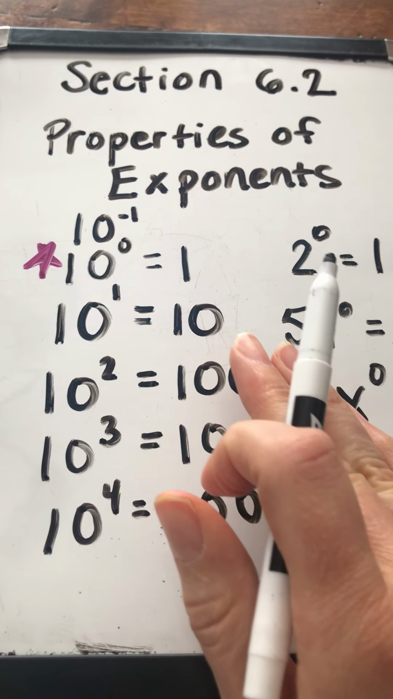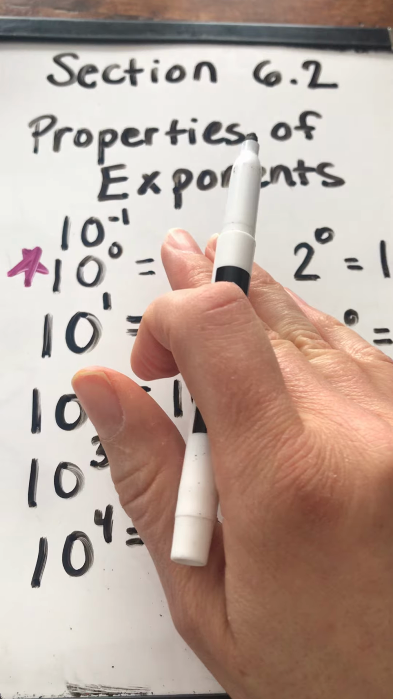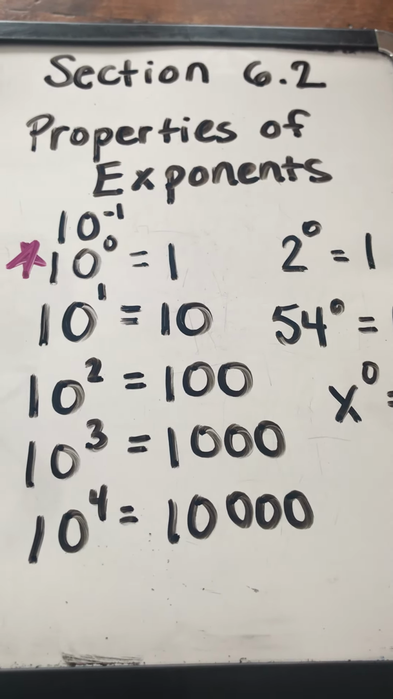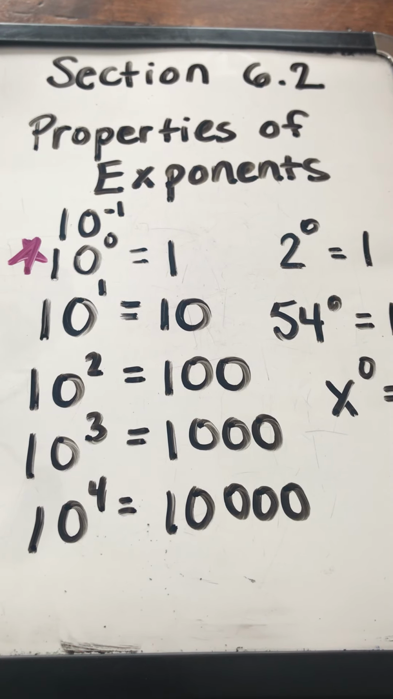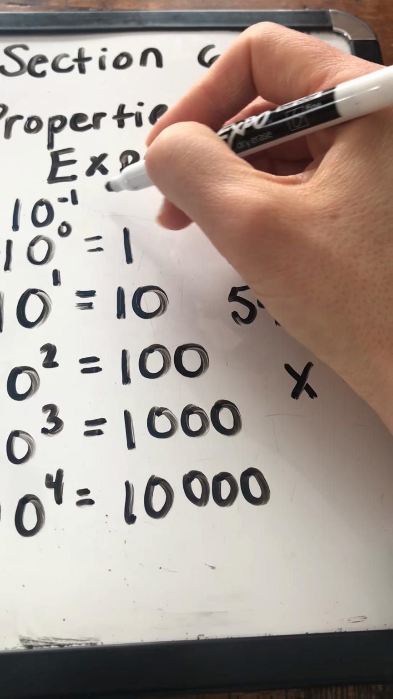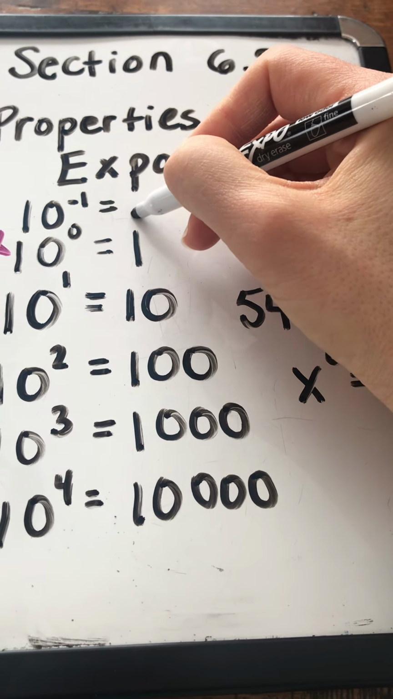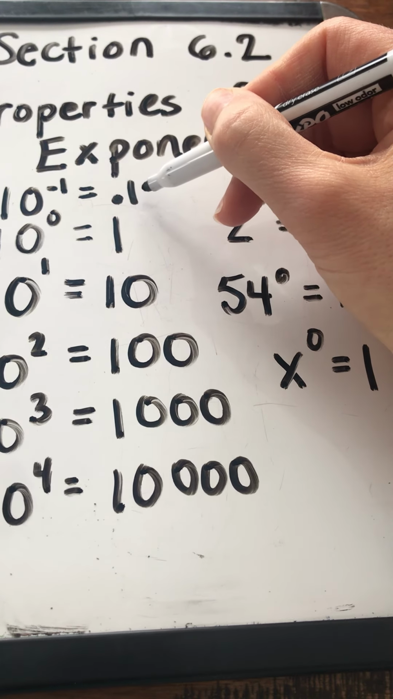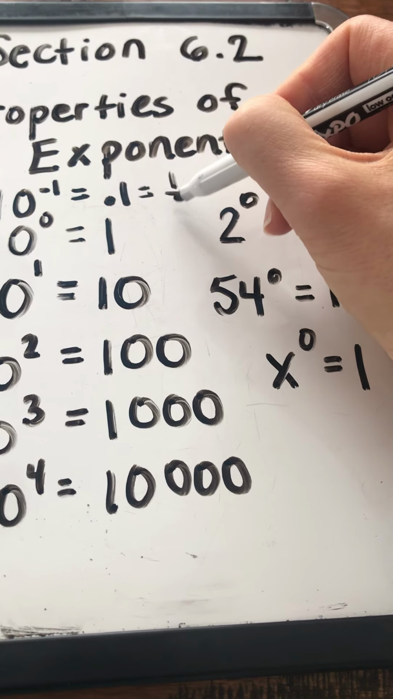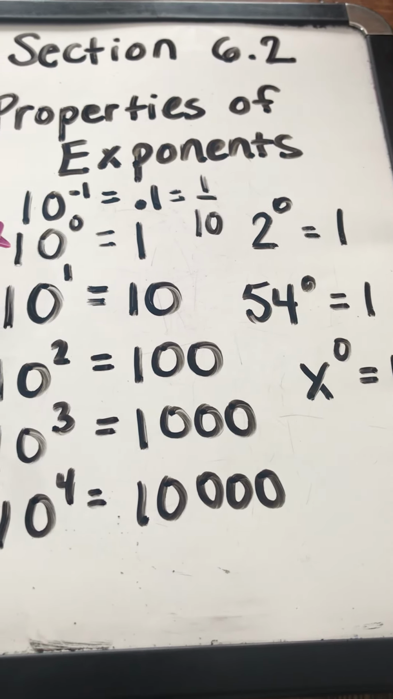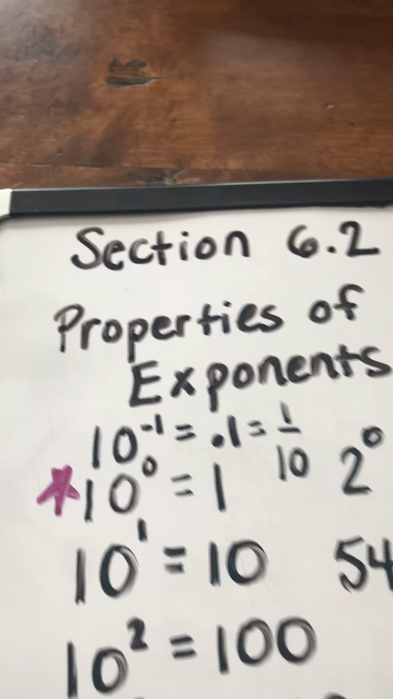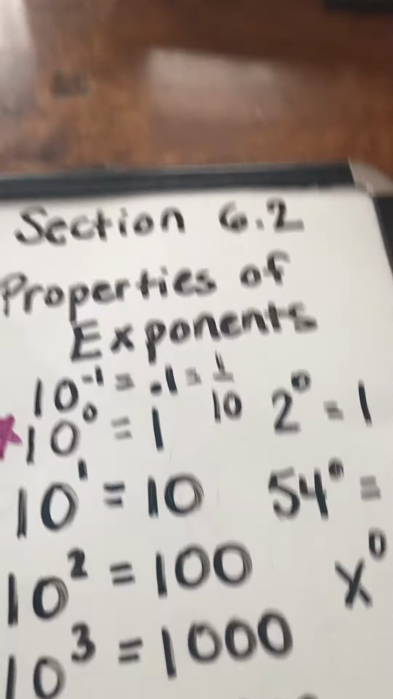Then I lost another 0, then I lost another 0. So I don't have another 0 to lose, but losing a 0 is the same as moving the decimal place over once to the left. So if I'm at 1 and I move my decimal place over once, I get 0.1, which is equal to 1/10. In decimal form, or in fraction form, I can write 1/10. So 10 to the negative first power is 1/10.